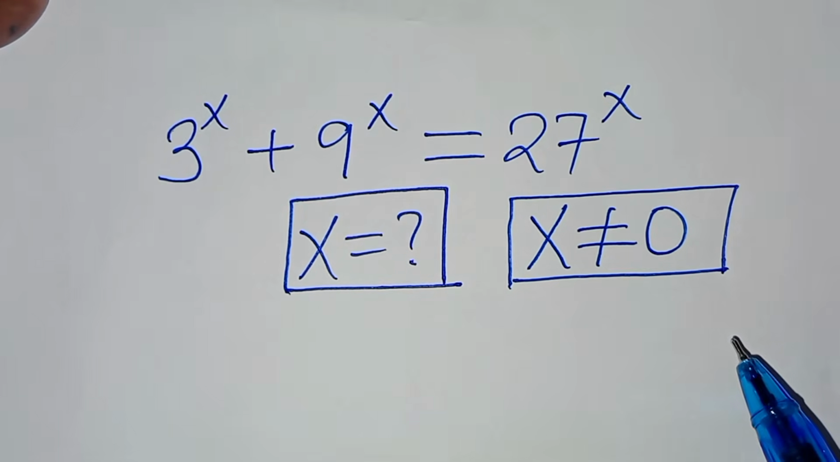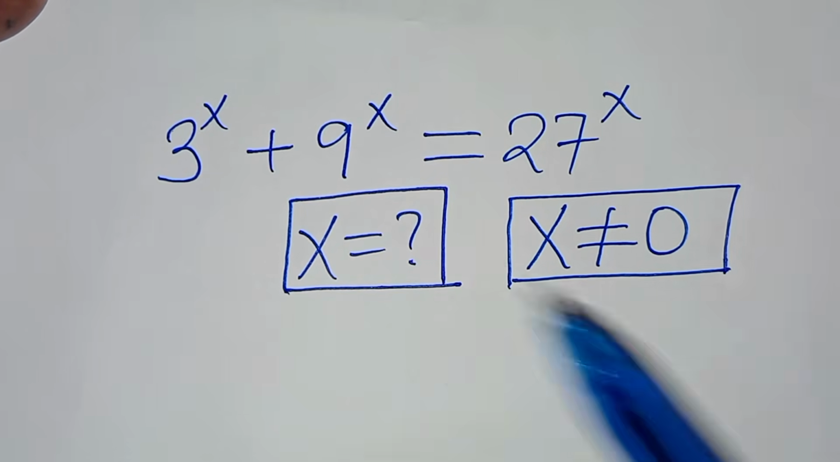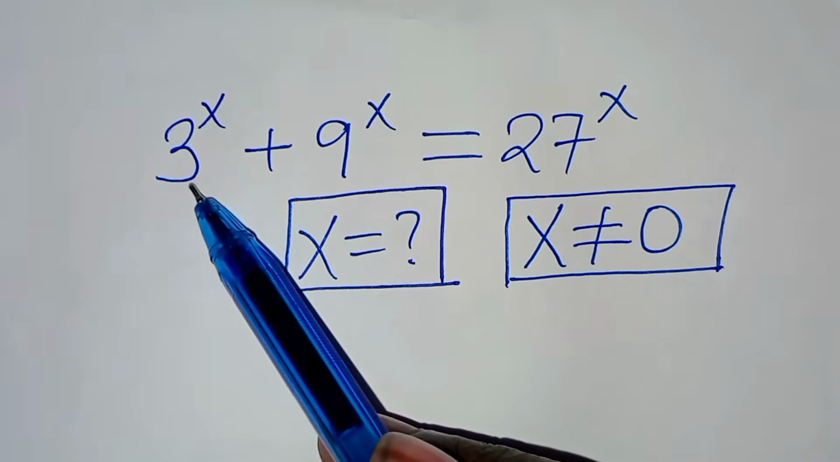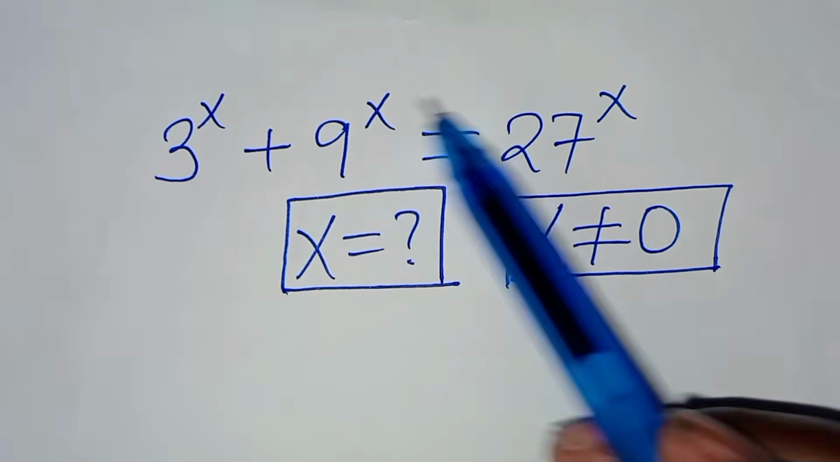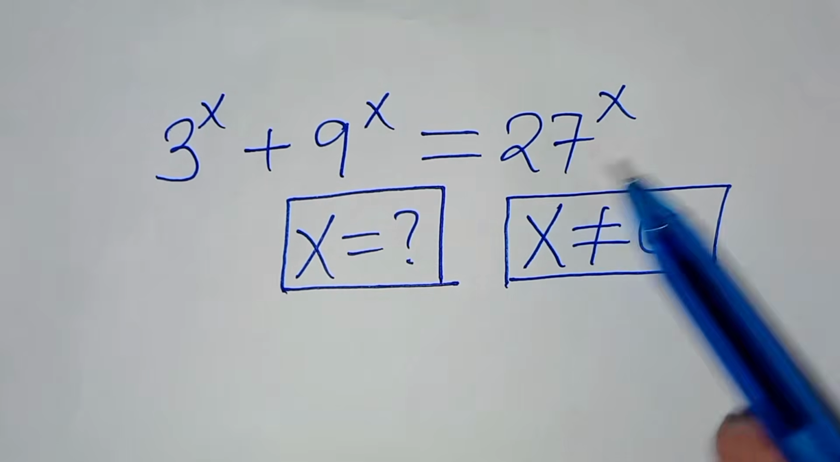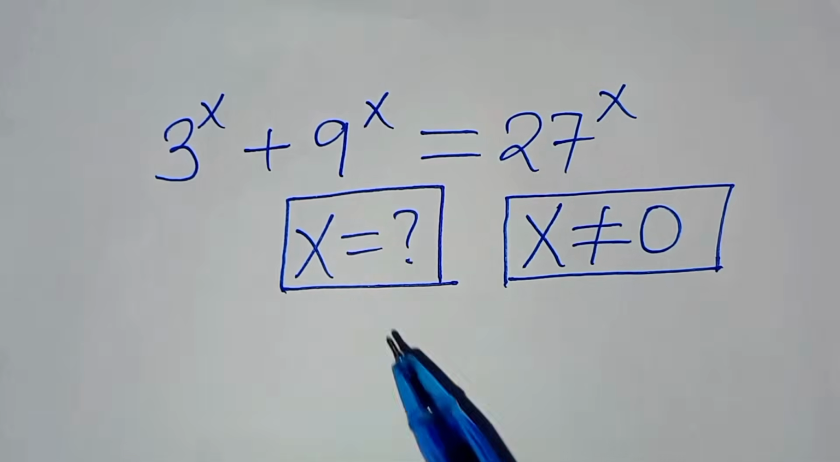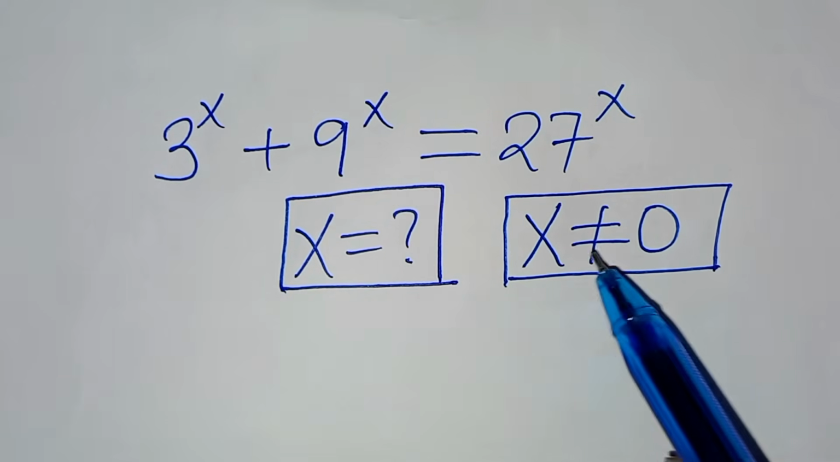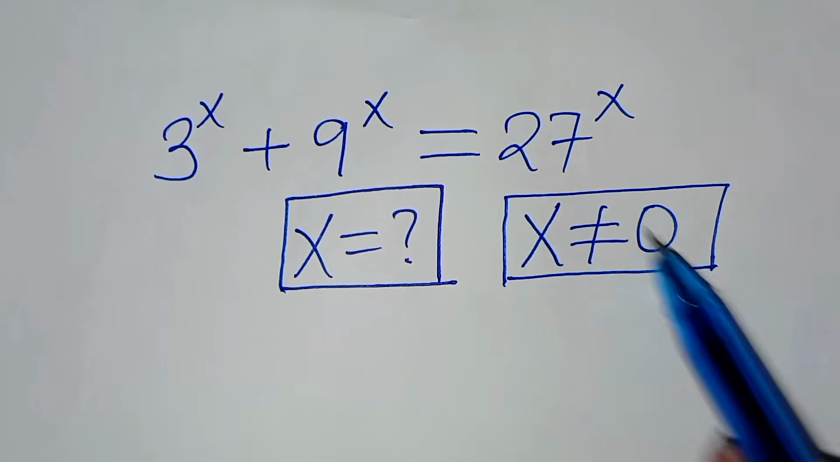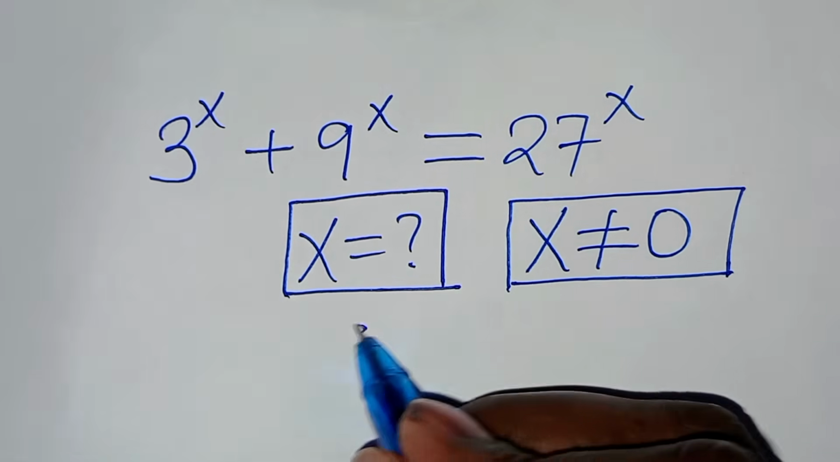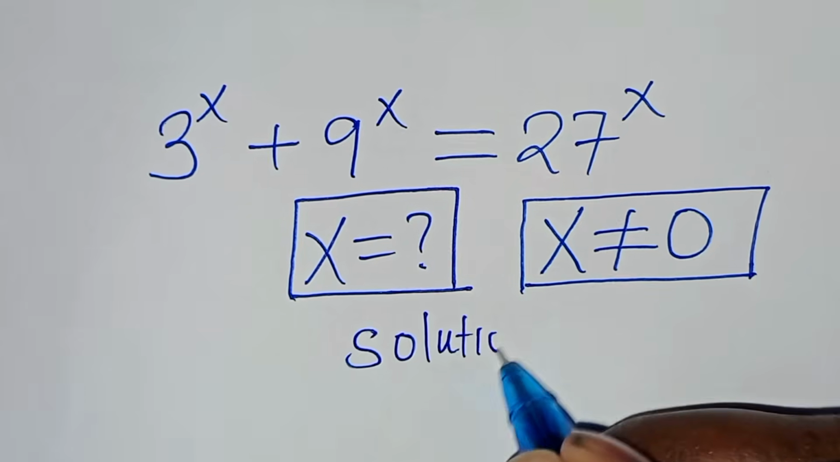Hello everyone, you're welcome to solve this nice algebra problem, which is 3 to the power of x plus 9 to the power of x equal to 27 raised to the power of x. What is the value of x given that x is not equal to 0? So let's present a solution from here.